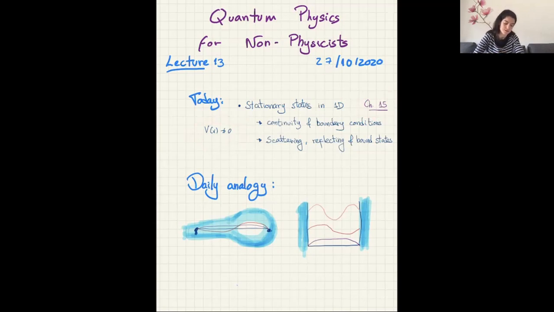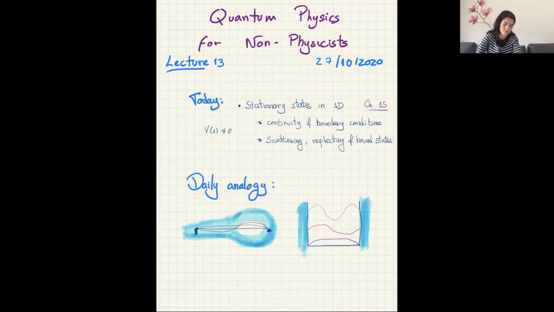So we'll see first how to attack a general problem when we have some kind of potential. We'll see what conditions we need to impose on the solutions, and then we'll see a few examples of this. And our daily analogy is also a summary of what we did in the previous lecture, in case you haven't had time to see it yet.